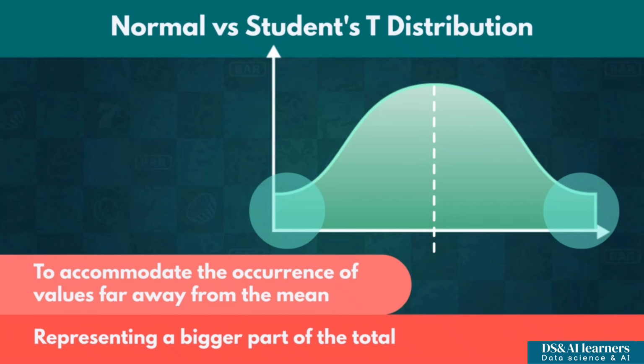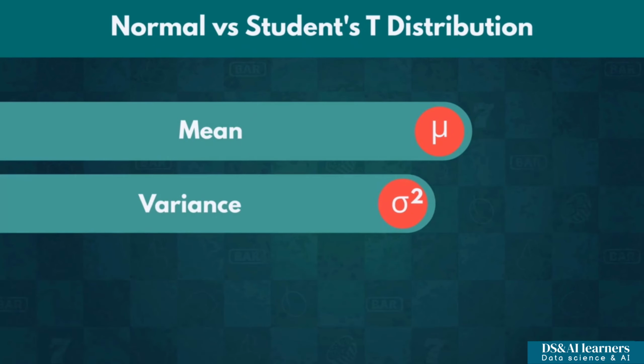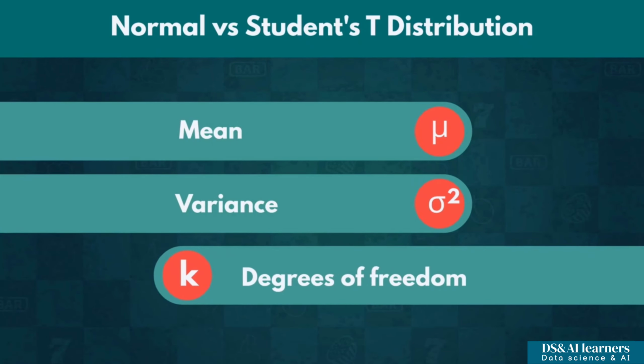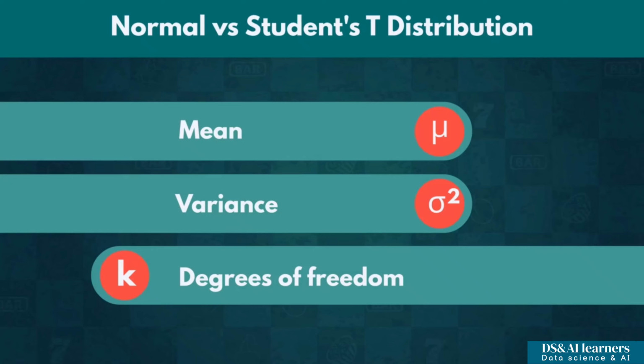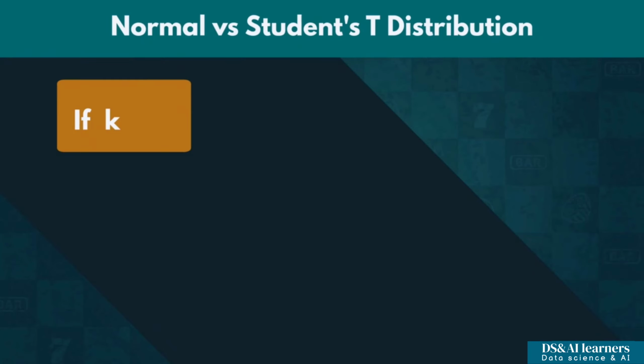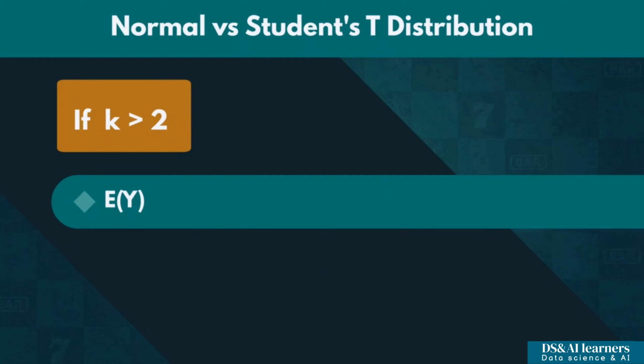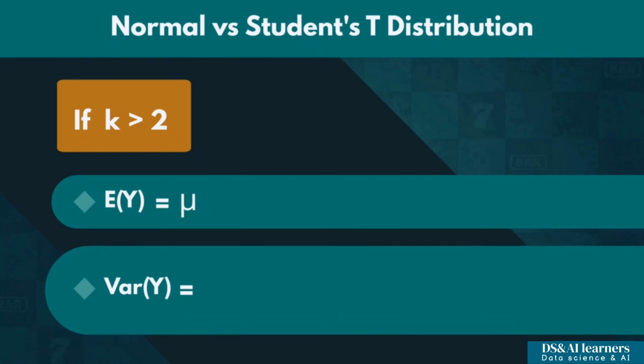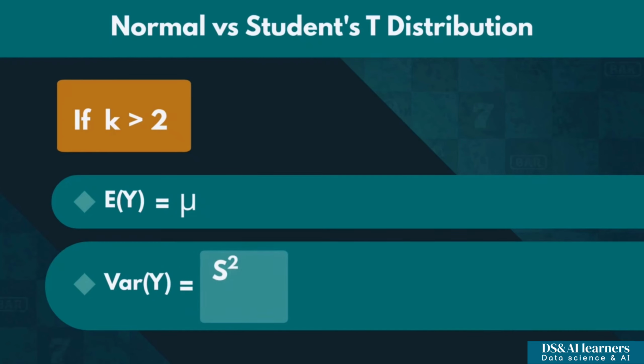Another key difference between the student's t-distribution and the normal one is that apart from the mean and variance, we must also define the degrees of freedom for the distribution. As long as we have at least 2 degrees of freedom, the expected value of a t-distribution is the mean mu. Furthermore, the variance of the distribution equals the variance of the sample times the number of degrees of freedom over degrees of freedom minus 2.